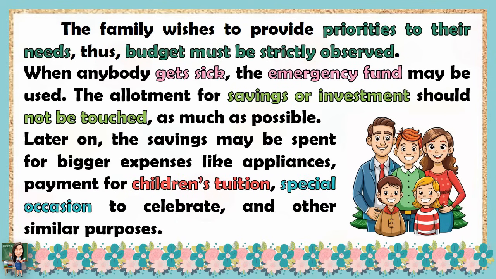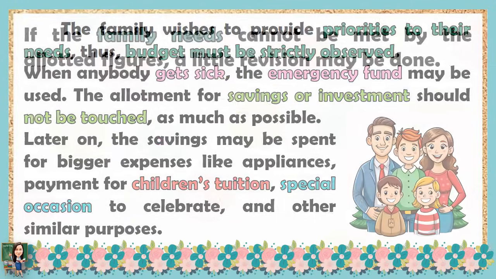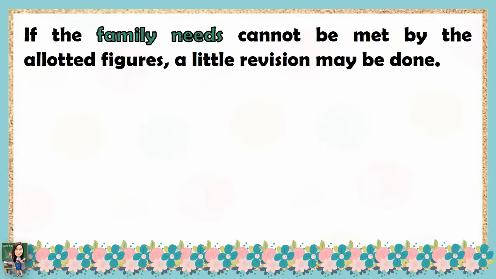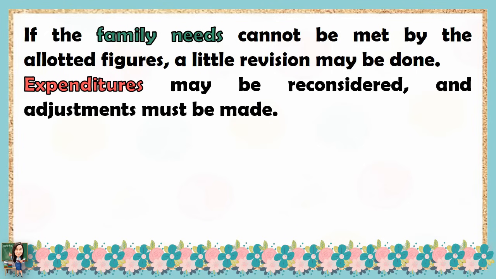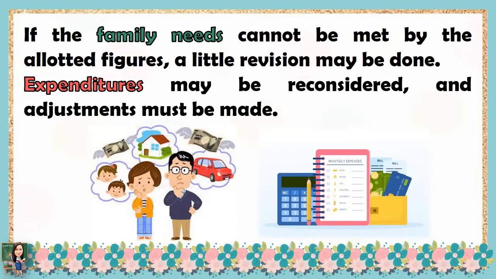Later on, the savings may be spent for bigger expenses like appliances, payment for children's tuition, special occasions to celebrate, and other similar purposes. If the family needs cannot be met by the allotted figures, a little revision may be done. Expenditures may be reconsidered and adjustments must be made.